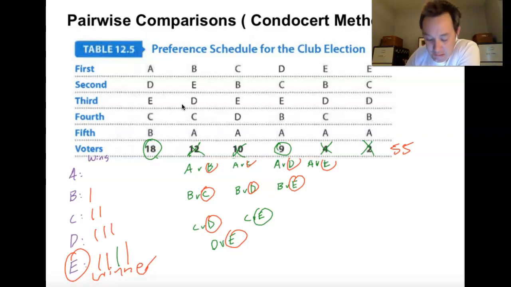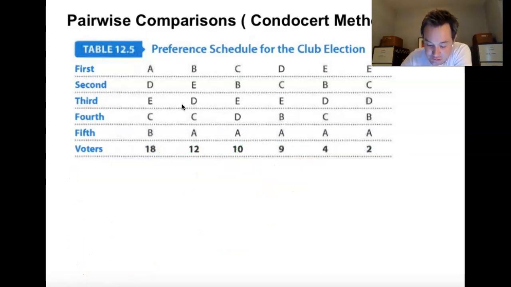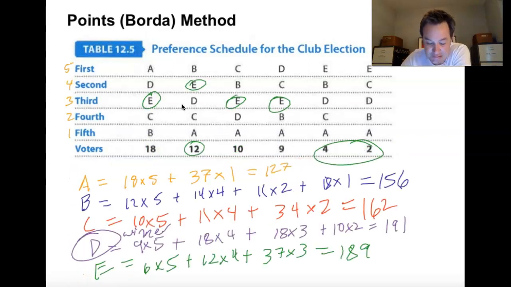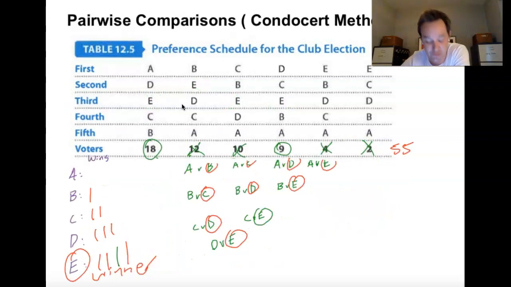For example, points. Nobody was super into candidate D. A lot of them were ranking him somewhere in the middle, but because he got so many second place and third place points, he was elected. So it elects less extreme candidates, basically, whereas plurality tends to elect more extreme candidates.